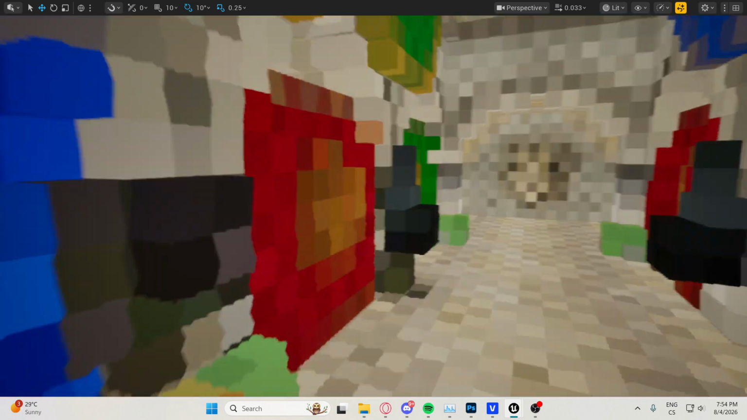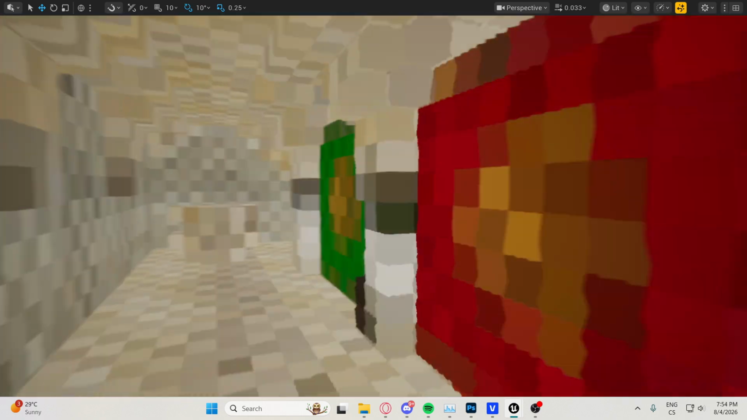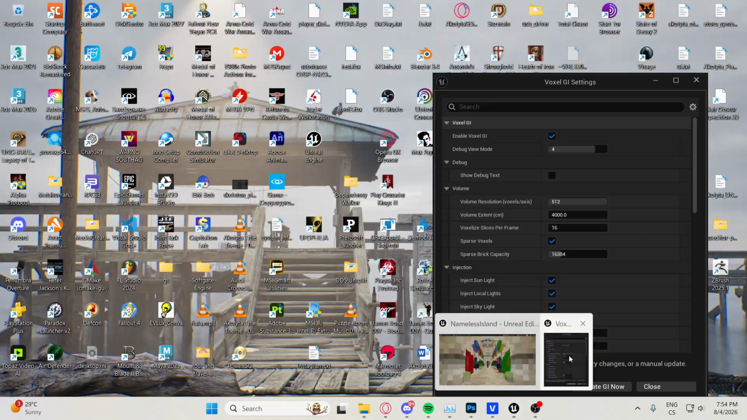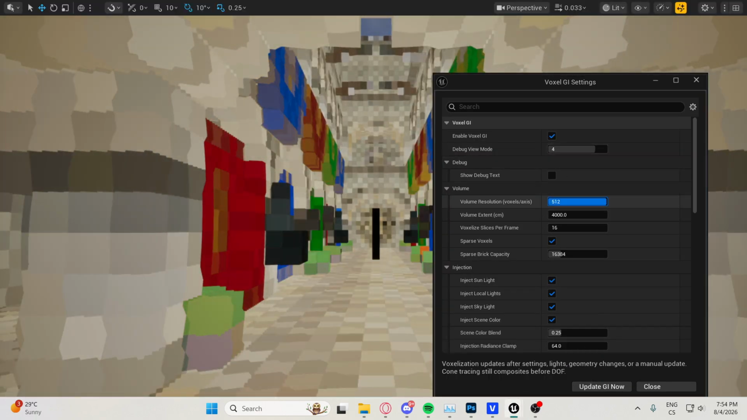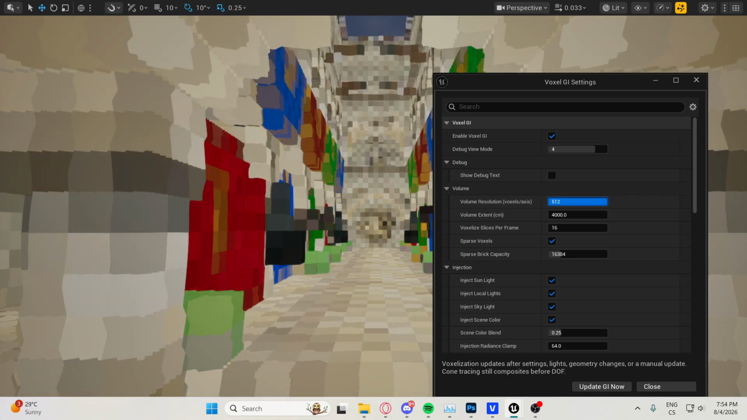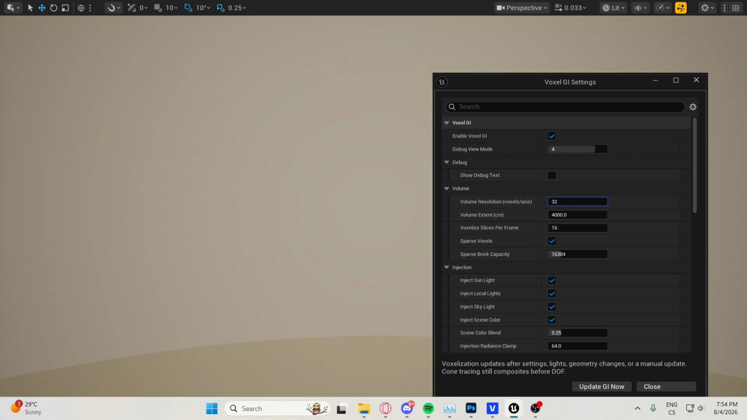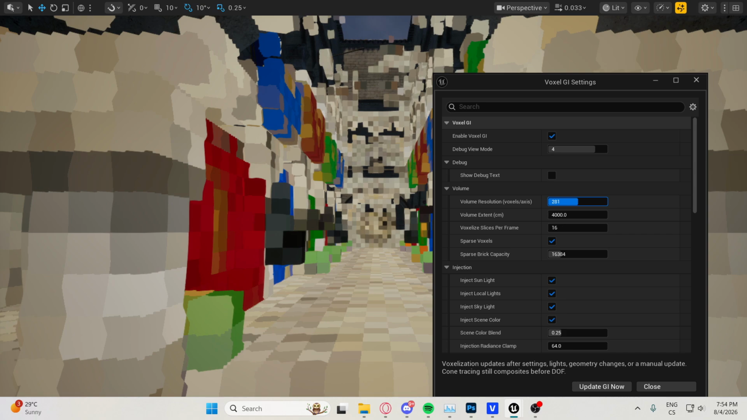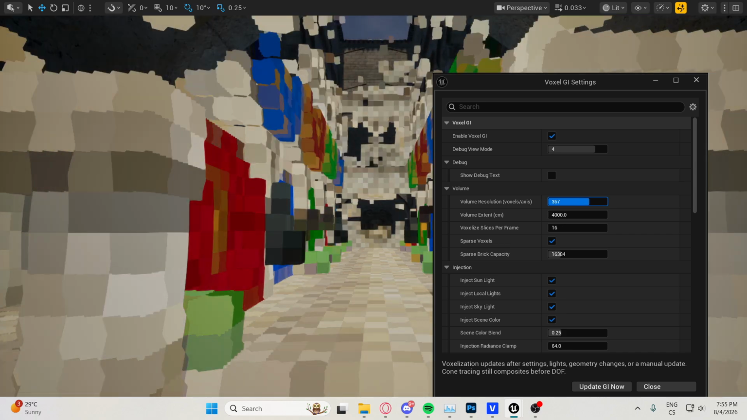Instead of tracing rays against the actual triangle mesh of your level, which is expensive and doesn't scale well, we convert the scene into a voxel representation. Think of it as taking your level and re-expressing it as a 3D grid of small cubes, each one storing lighting and occlusion information. Once your geometry lives in that grid, querying, what does the light look like in this general direction from this point, becomes dramatically cheaper than tracing against raw triangles.